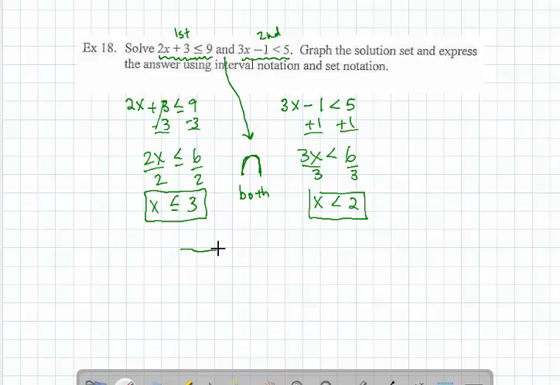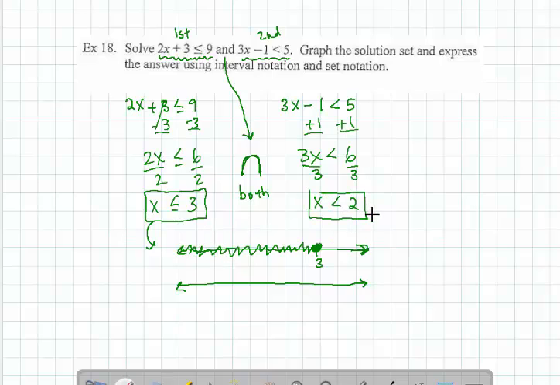Easiest way to figure out what numbers we're referring to is to draw these two inequalities on two separate number lines. Draw this a little flatter. And then compare the two. So, x less than or equal to 3 is going to go on the top one. It has an equal to sign, so I'll put a solid dot at 3. And I want numbers less than 3, so I shade to the left.